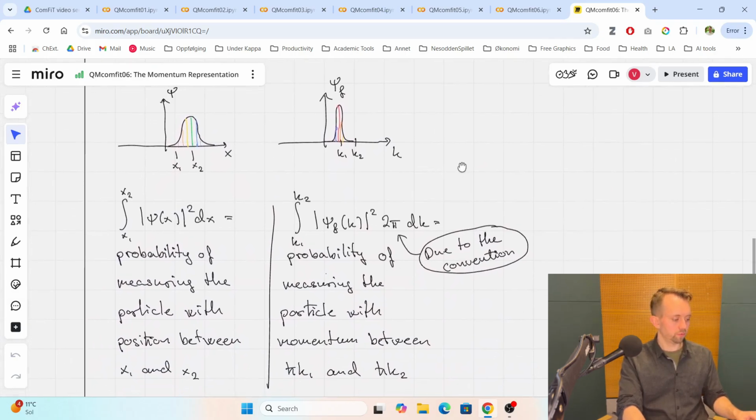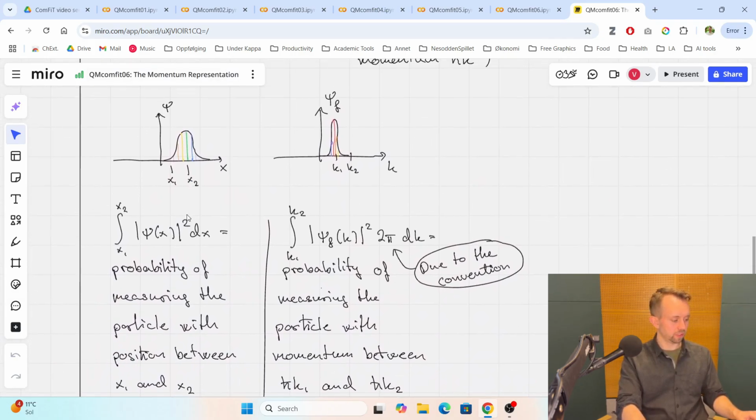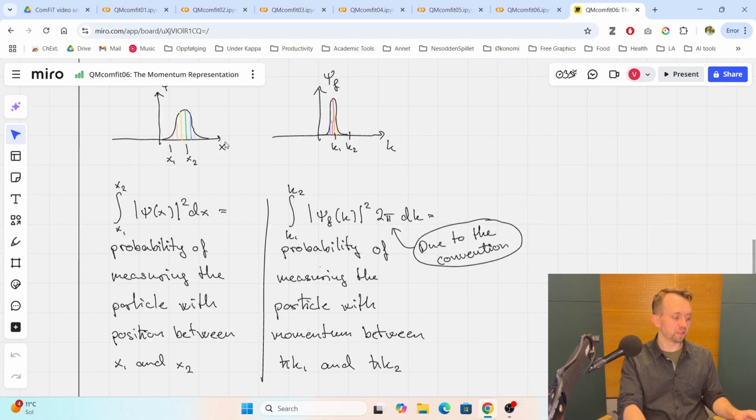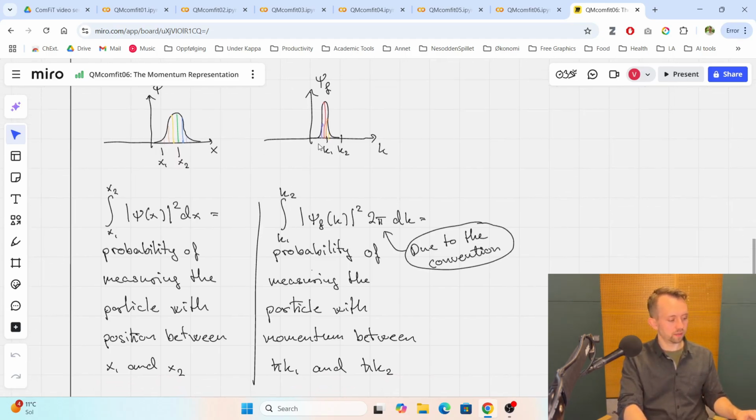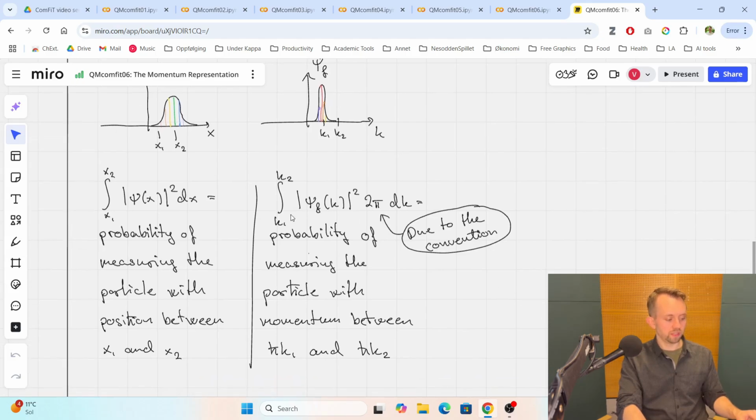And so if we look at this expression here, here is the wave function, and we remember the Born rule, which was that if the wave function looks like this, then the integral from x1 to x2 of the absolute value squared of the wave function is the probability of measuring the particle with a position between x1 and x2.